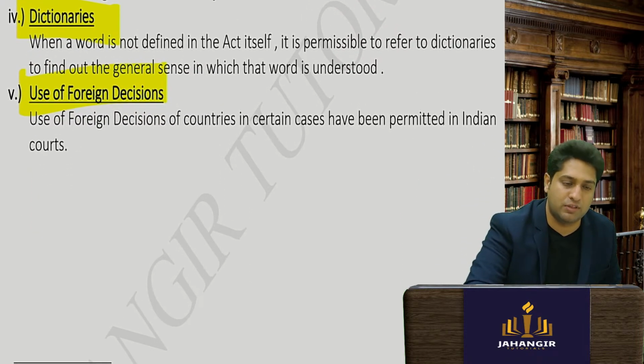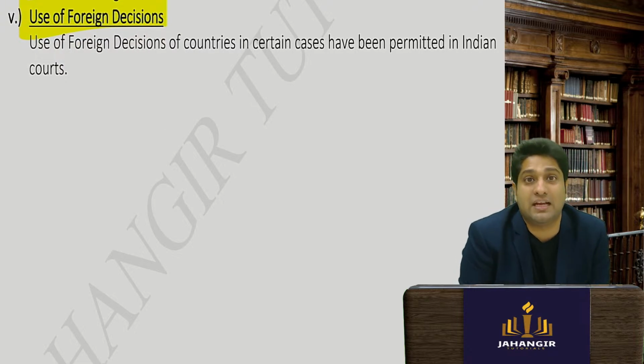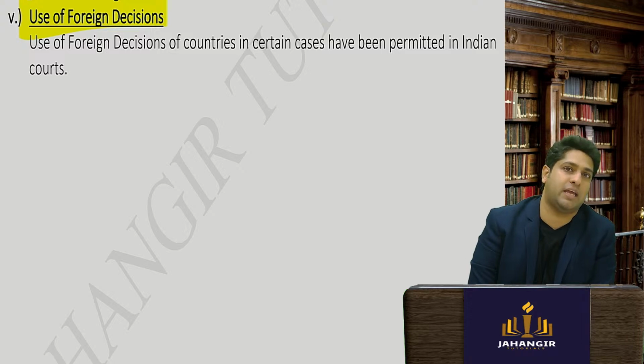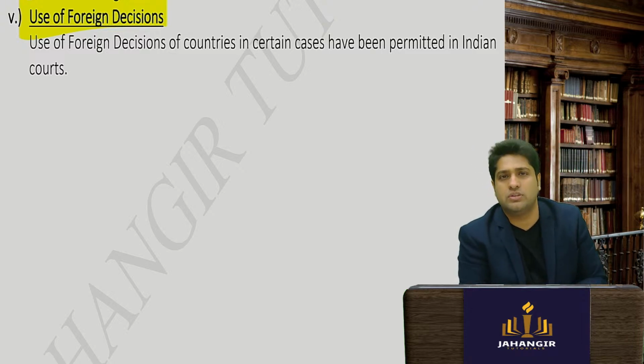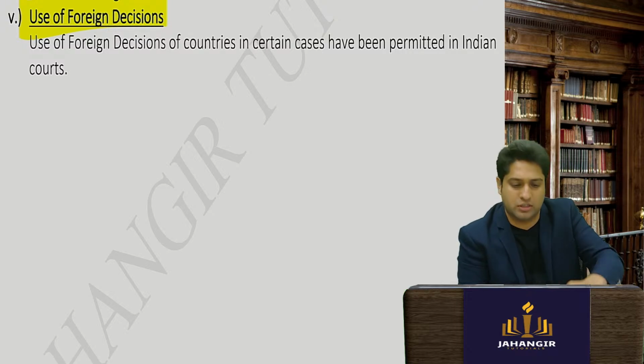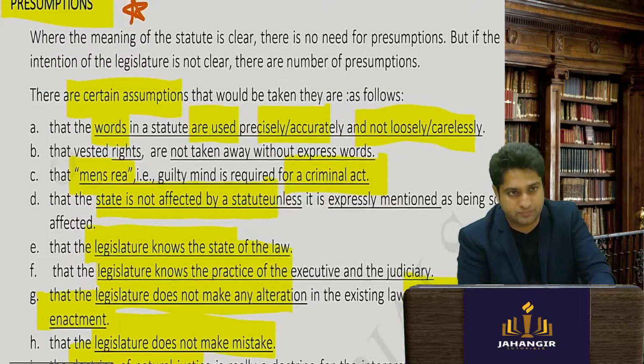We can also refer to certain statutes in Pari Materia. Dictionary we can always open, and foreign judgments also we can take. For example, we can see the Rylands versus Fletcher case, then the Salomon versus Salomon case. So we are referring to foreign judgments as well for understanding our Indian case.